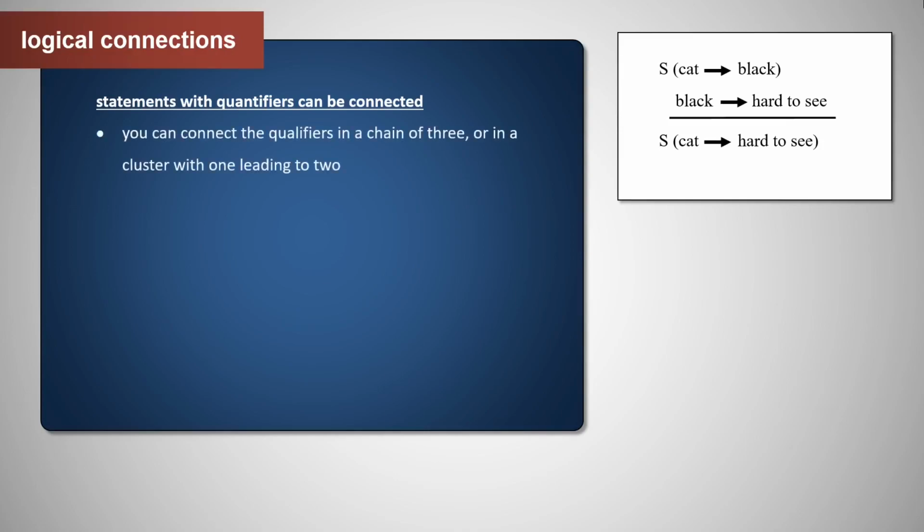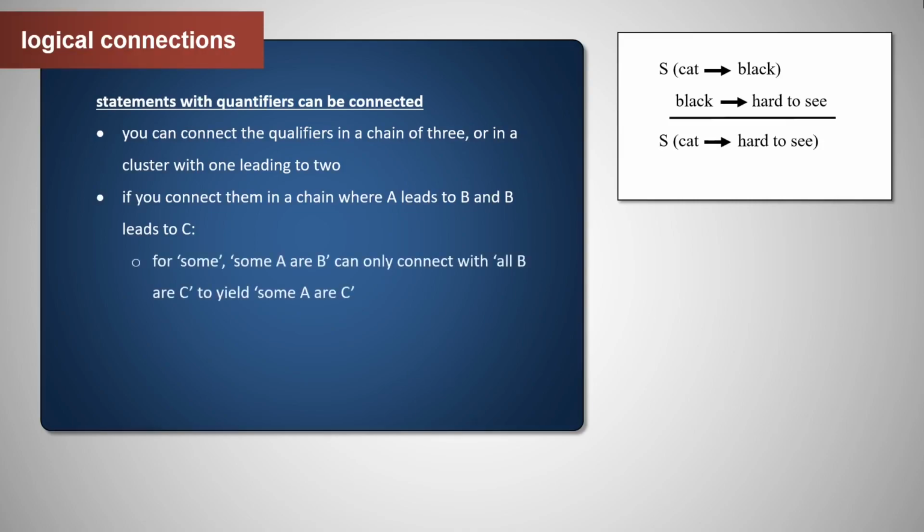So you can connect the quantifiers in a chain of 3, or in a cluster with one leading to 2. This is a chain of 3 because we've got cat, black, and hard to see, and we're connecting all of that. The cluster you'll see in a second, when we get there, with the most quantifiers. So if you connect them in a chain where A leads to B and B leads to C, which is what we have here, cat leads to black, black leads to hard to see.